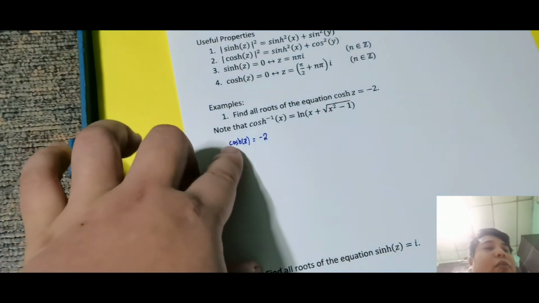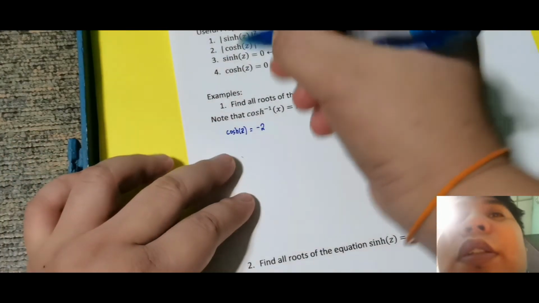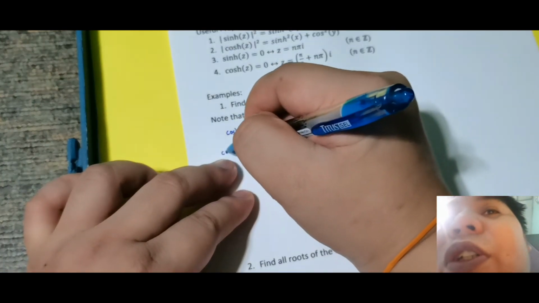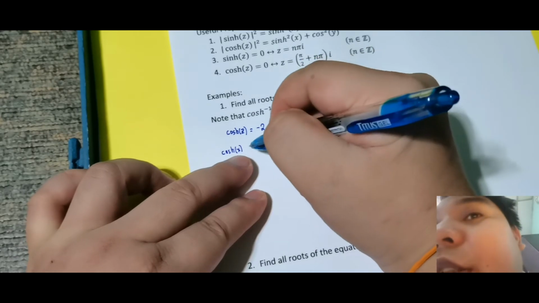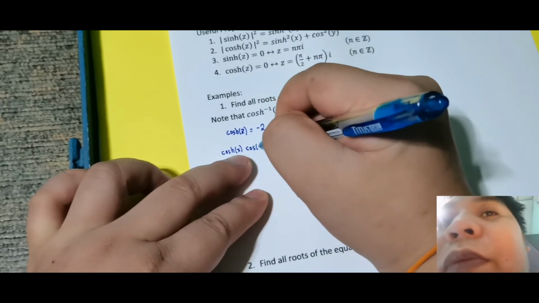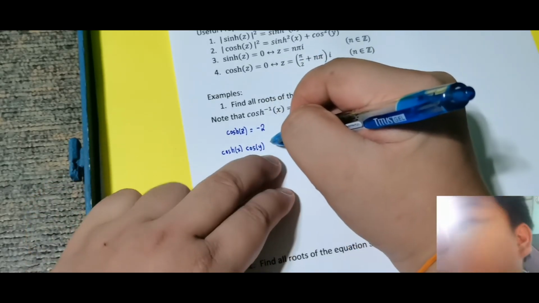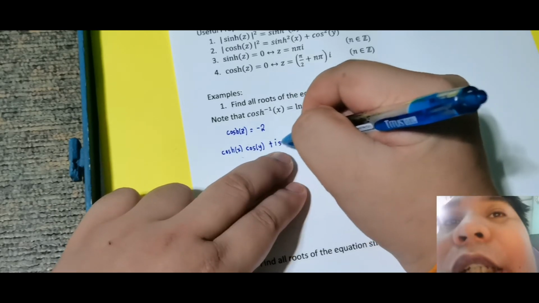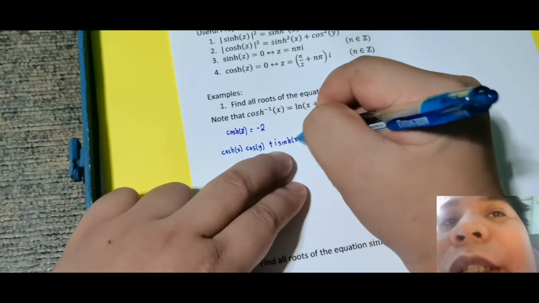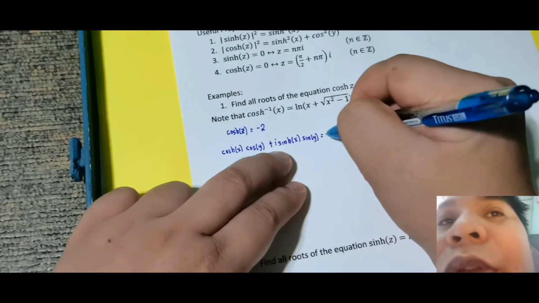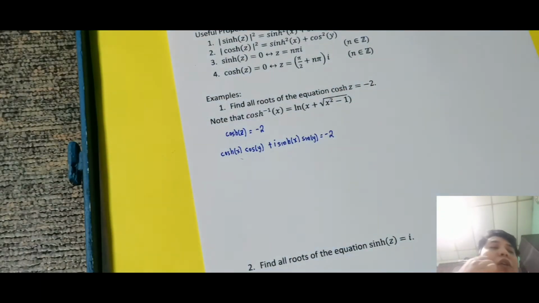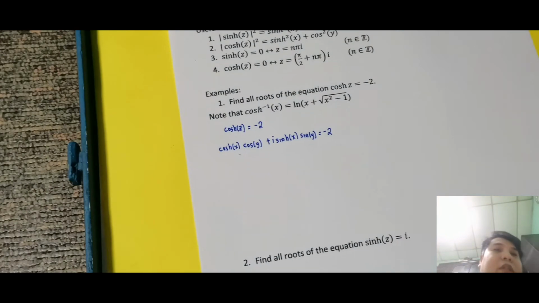So, expand natin to. May equivalent tayo nakaraan dyan kanina. So, kung naalala nyo, ito ay cos of x cos of y. Okay. Then, this is plus i sin of x sin of y, is equal to negative 2. Tapos, yun ulit, equate natin yung real part sa real part tapos imaginary part sa imaginary part.